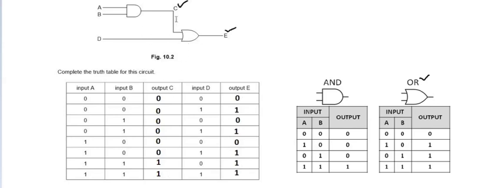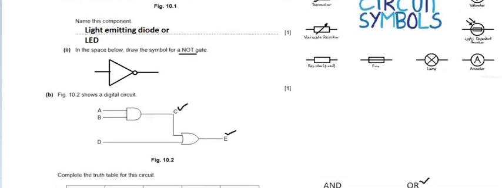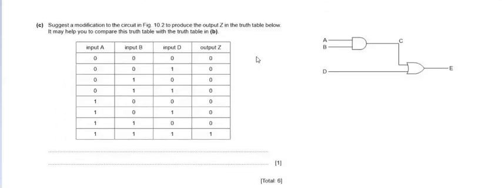C is the output of this AND gate. So this way we can solve the truth table for the entire circuit using the truth tables of the AND and OR gates. Here it is given as AND and OR gate, but it can be any logic gates. You have to know the truth tables of all those logic gates, and using those truth tables you can find the outputs of any such circuit. Now we will see the next part, part C of the question.